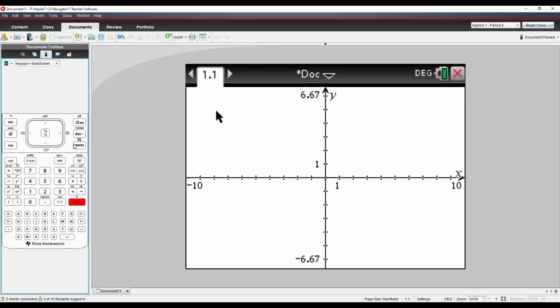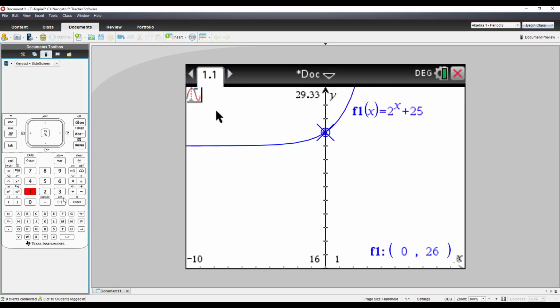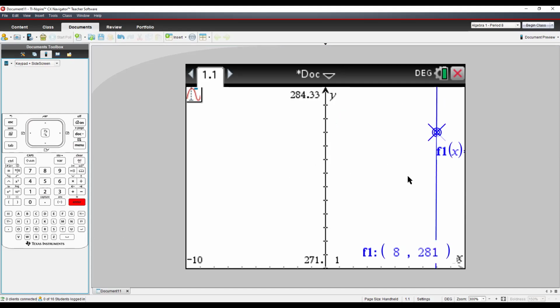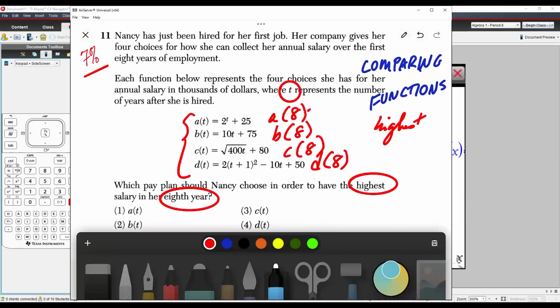All right, now all I'm going to do is menu 51, and I'm going to put in the input or the X value of 8. You see this little box? That means it's the input. And then it tells me that in her 8th year, she's going to make $281,000. So I'm going to go here and I'm going to put 281. This is thousands, right? So it's actually this.